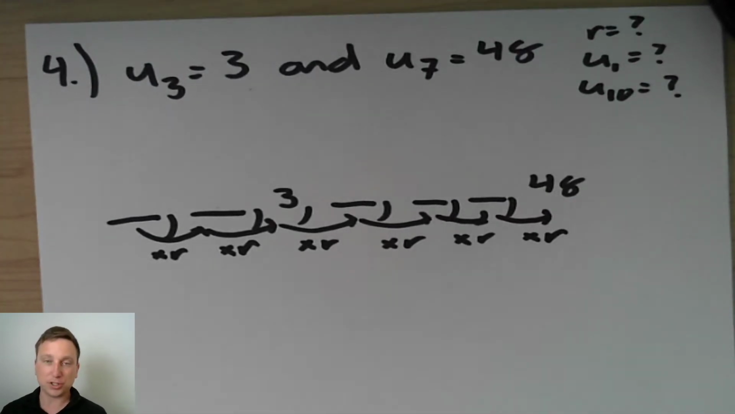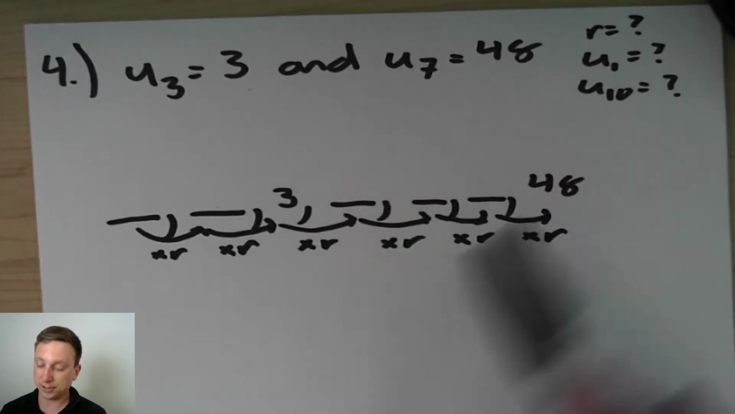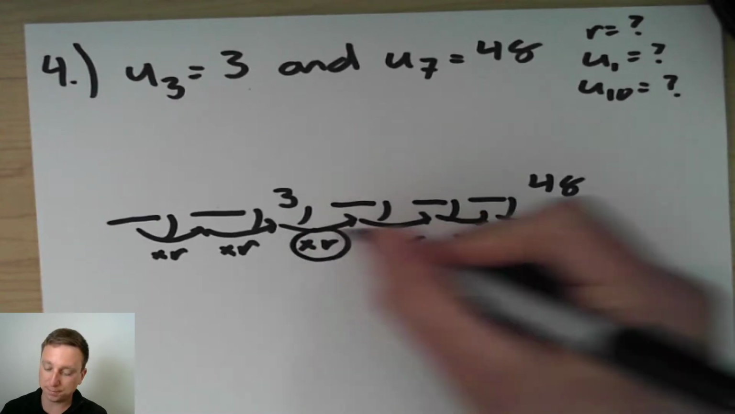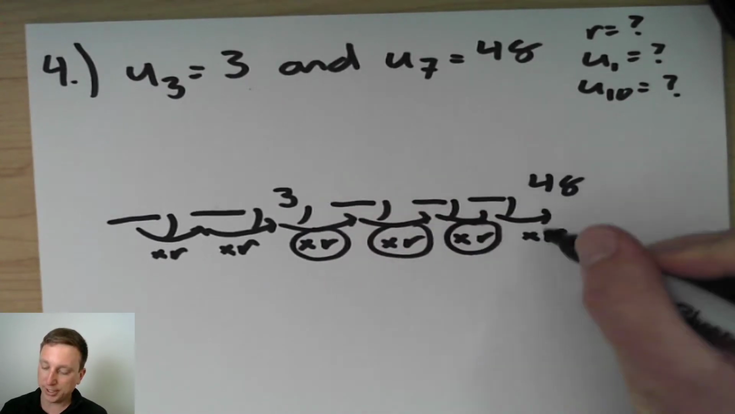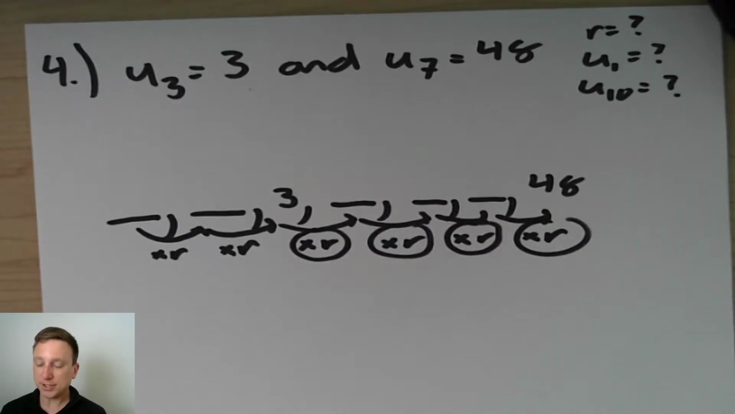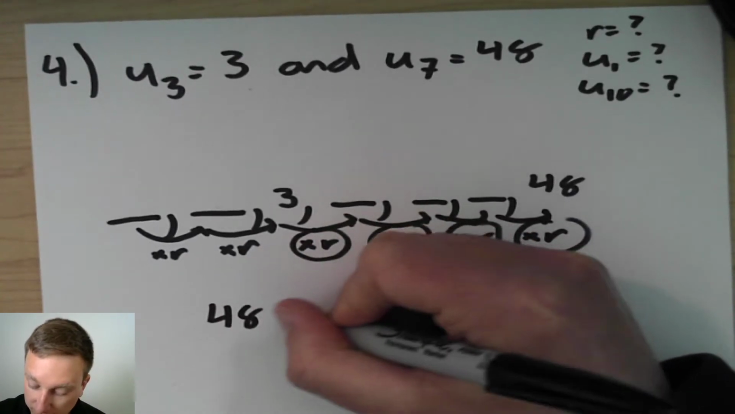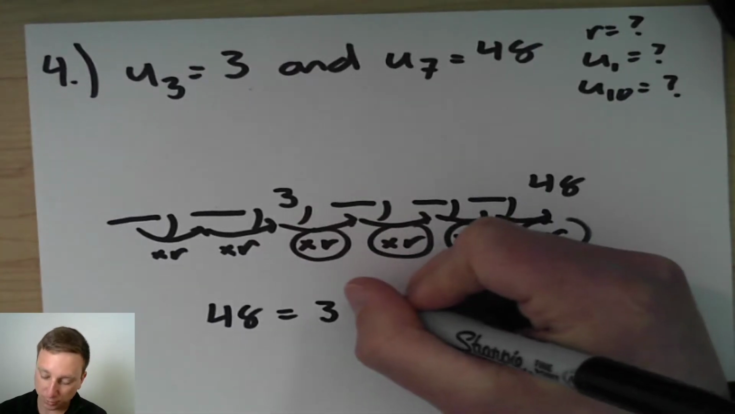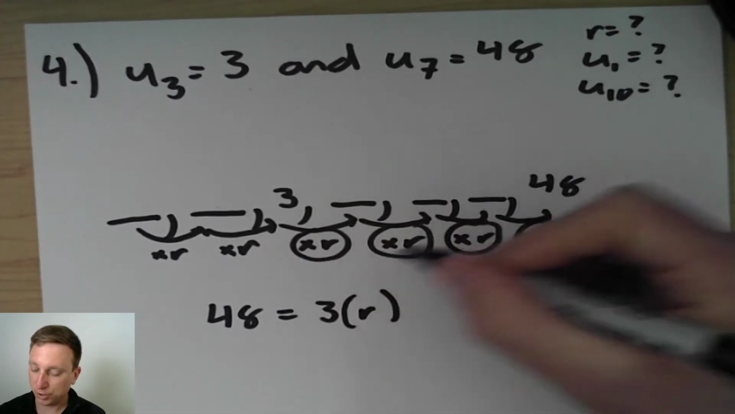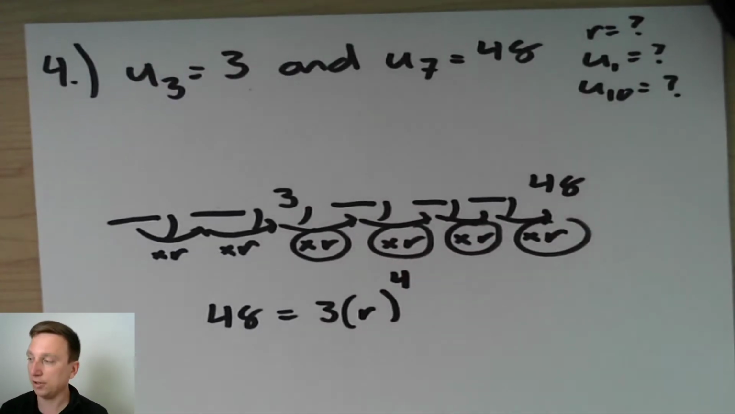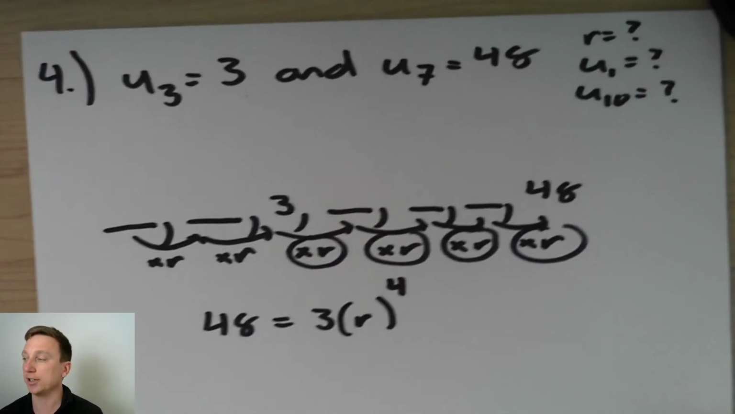So now what we'll do is just look at how we get from 3 to 48. Well, if I start at 3, to get to 48, I multiply by r 1, 2, 3, 4 times. So I can write a formula for this. I can say to get to 48, I start at 3, and I multiply by our common ratio 1, 2, 3, 4 times. So 4 r's multiplied there. We'll use the exponent instead of just doing times r times r times r there.